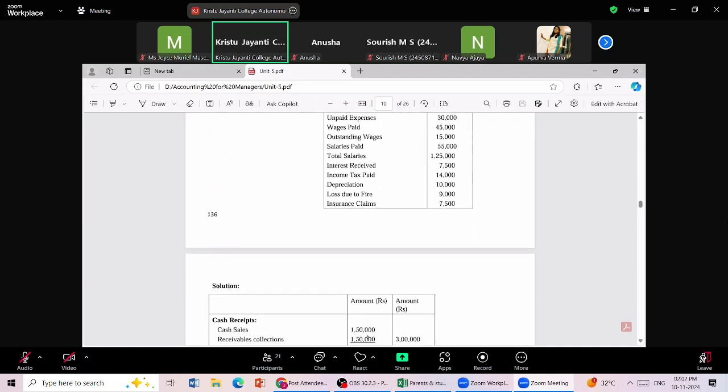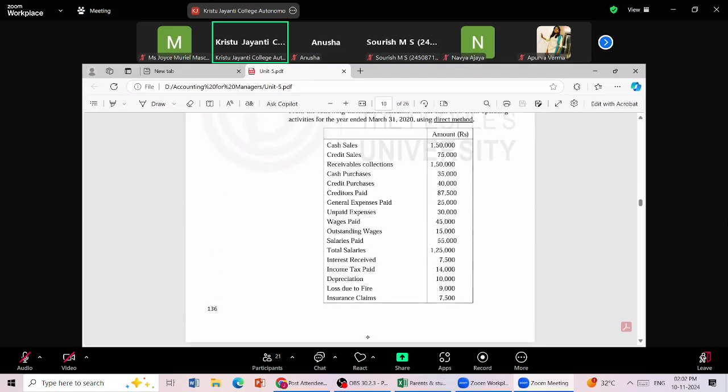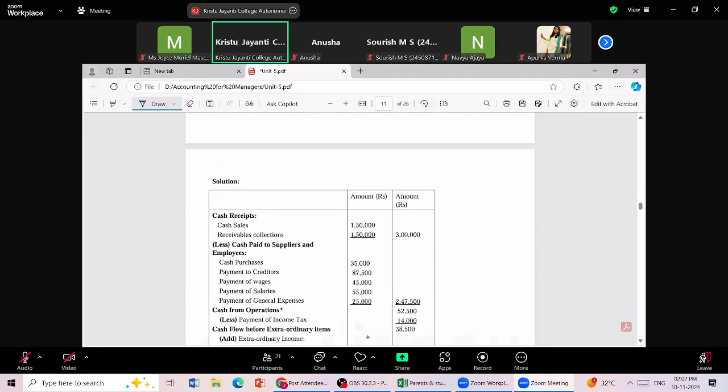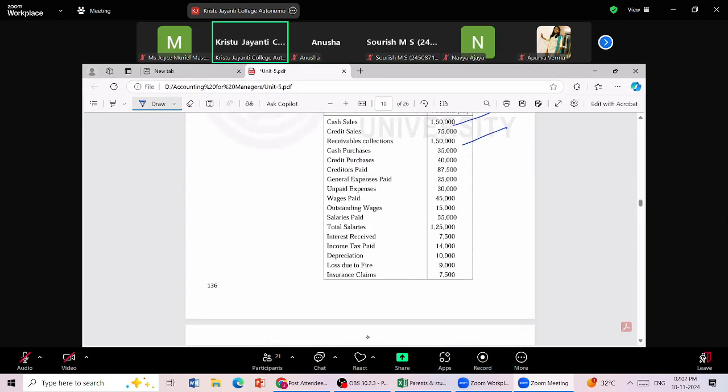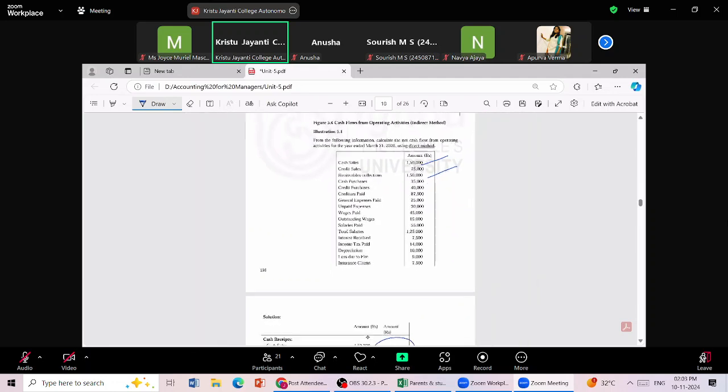You can see here what are the inflow items. What are the inflows you have? You can see here cash sales 1,50,000, and then receivable collection 1,50,000. So totally my receipt is 3 lakh rupees. In this, whatever cash outflow goes, you need to deduct. So here it is given cash purchase 35,000.